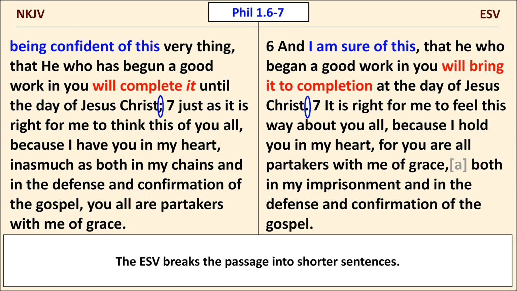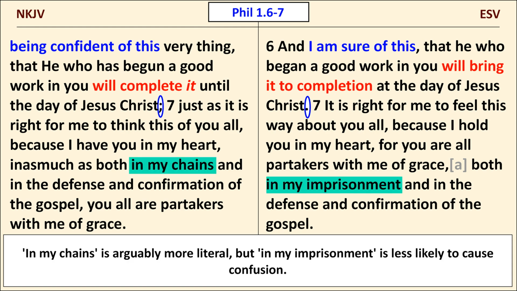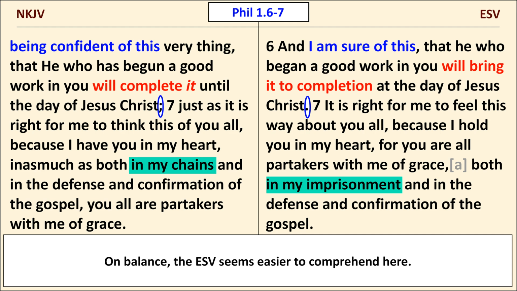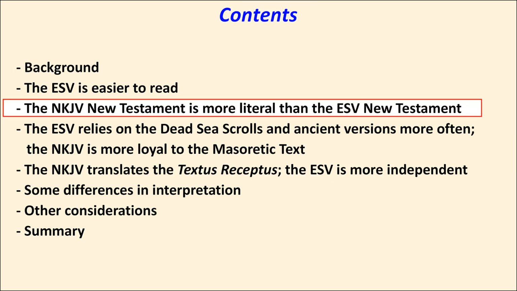The ESV breaks the passage into shorter sentences. The NKJV's in my chains is arguably more literal than the ESV's in my imprisonment, but the latter is less likely to cause confusion. On balance, the ESV seems easier to comprehend here. All these examples confirm my subjective impression that the ESV is easier to read. In the next section, we'll examine the literalness of the translations.